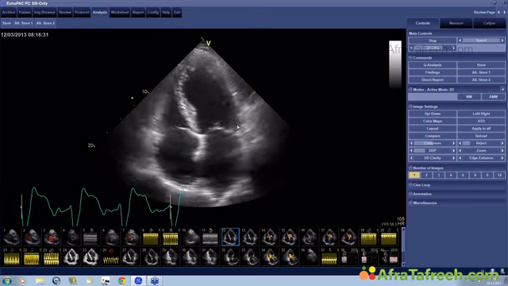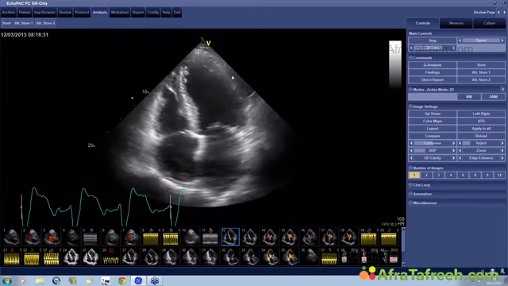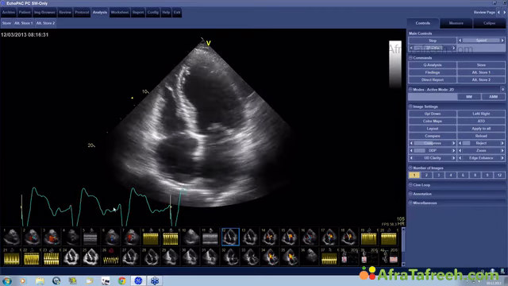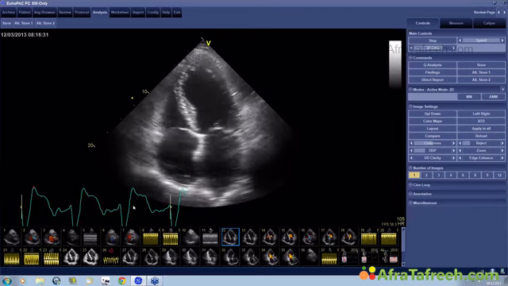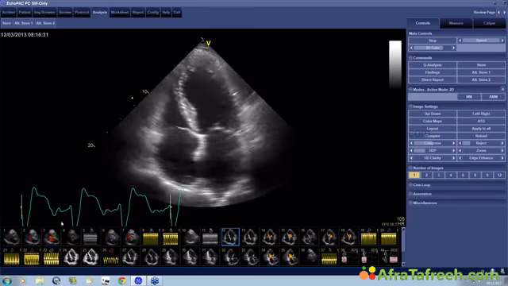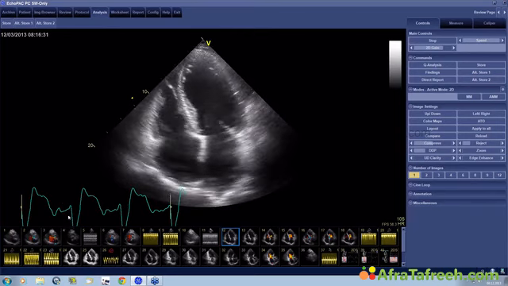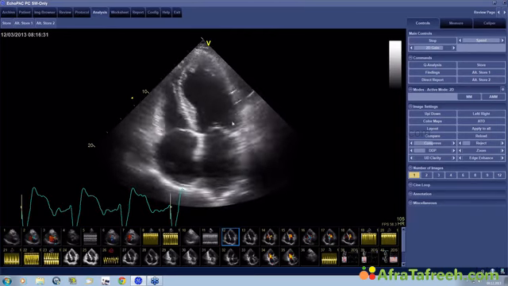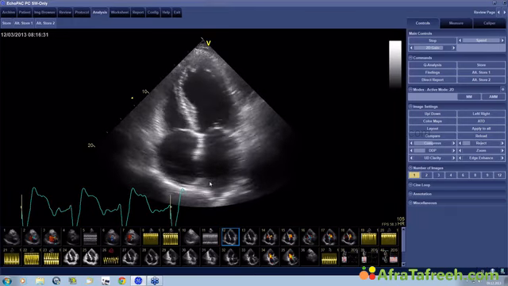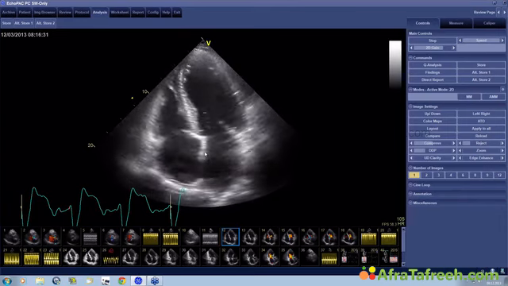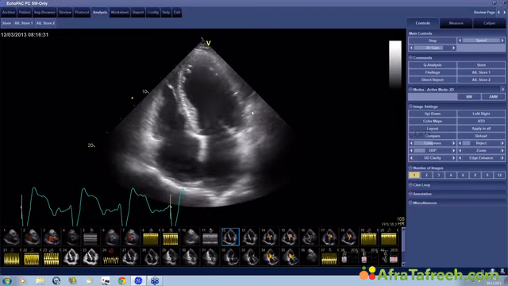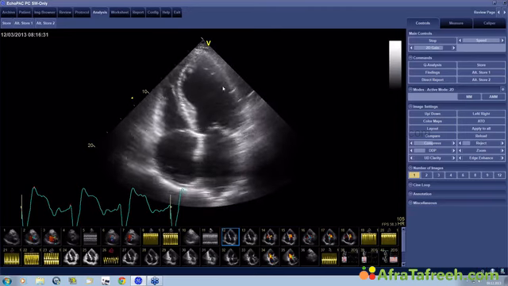This is dyssynchrony. And the answer is maybe not even in the image. Here, it's in the ECG down here. If you take a look at this, you see that this is a very, very broad QRS complex. So this is some form of bundle branch block, most likely left bundle branch block. And this is the problem we have in this patient. This is a case where abnormal conduction causes dyssynchronous motion of the myocardium.